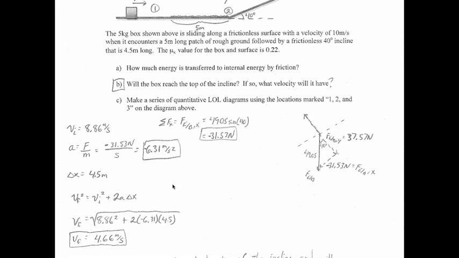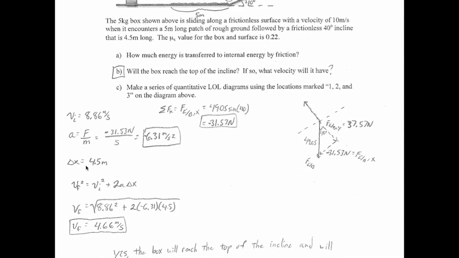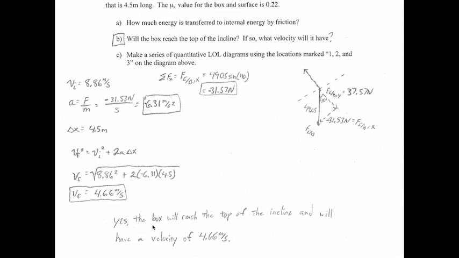So at this point, we know a couple of things. We know the initial velocity, we know the acceleration of the block while it's on the ramp, and we know the length of the ramp, remember, is 4.5 meters. So knowing those things, we can use the equation v final squared equals v initial squared plus 2a delta x. The only thing we're missing here is v final. By simply taking the square root of both sides and plugging in the numbers we found previously, we find that the box does in fact reach the top of the incline, and when it does so, it'll still have a velocity of 4.66 meters per second. And that takes care of part B.